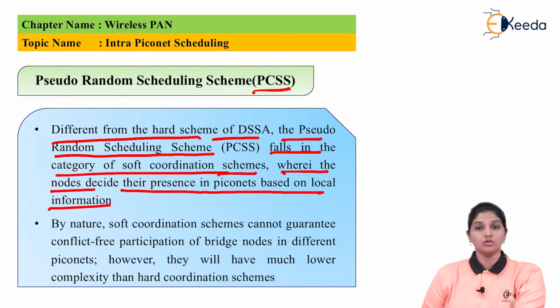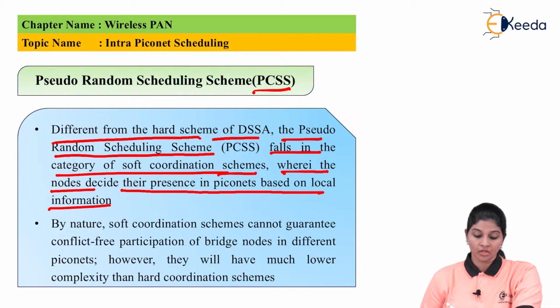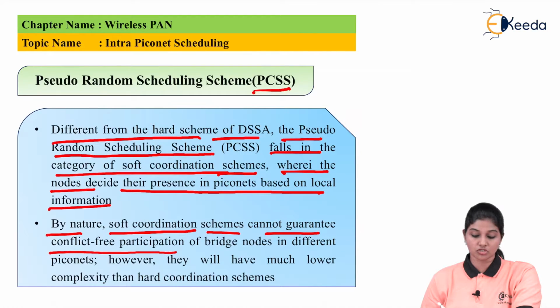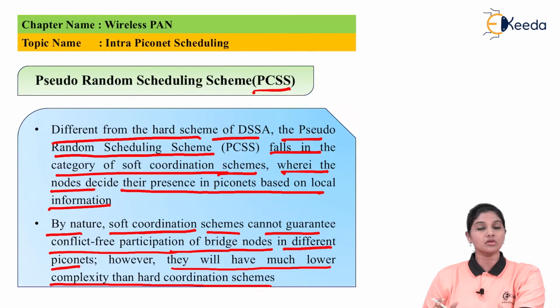In this case, the nodes present in the Piconet get an equal chance of performing the scheduling, and they decide their presence in the Piconet on the basis of local information. By nature, the soft coordination scheme cannot guarantee conflict-free participation of the bridge node in the different Piconets. They have much lower complexity than the hard coordination scheme. So here the Piconet synchronization is considerably less complicated compared to the synchronization that takes place in the DSSA algorithm.